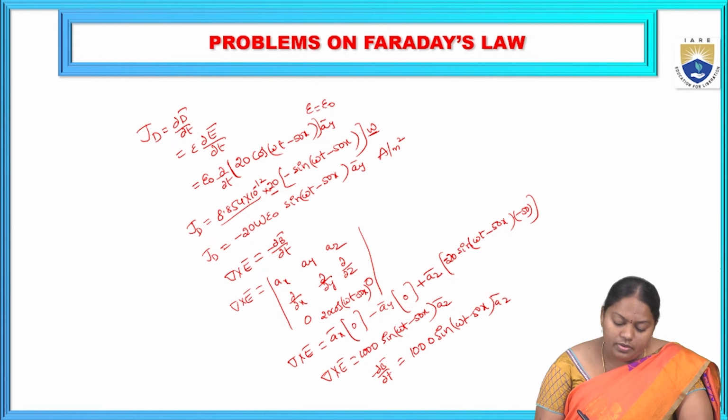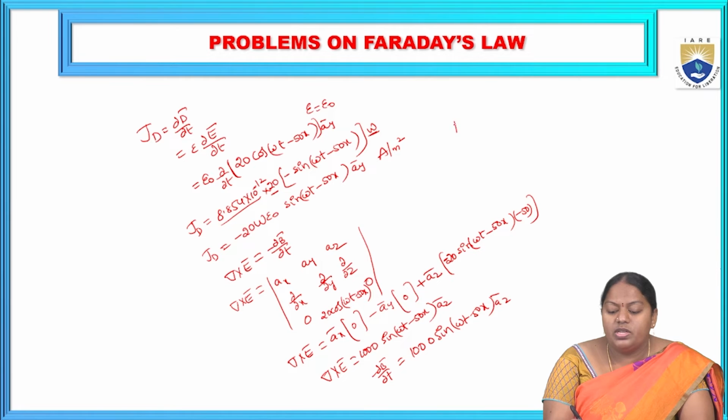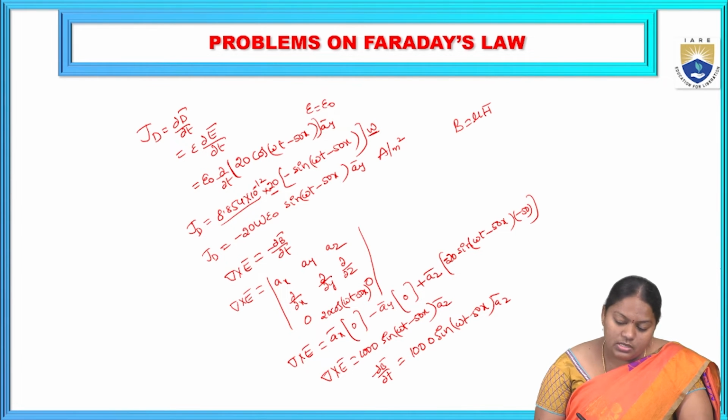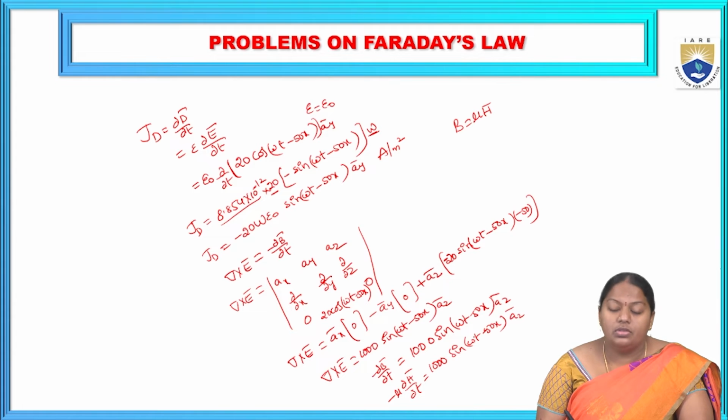Right? So we want to get the value of H. If you express B in terms of H, B is equal to mu into H bar, right? So if you express this in terms of H, minus mu into dou H bar by dou t equals, again the same thing, 1000 into sine(omega t minus 50x) into a_z. Then if you take this mu value to the other side, it becomes a denominator term. And as we know, for a free space medium, mu is nothing but mu naught only.